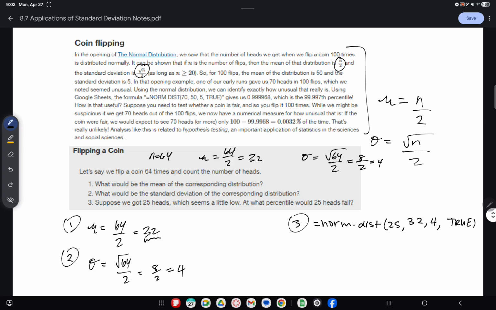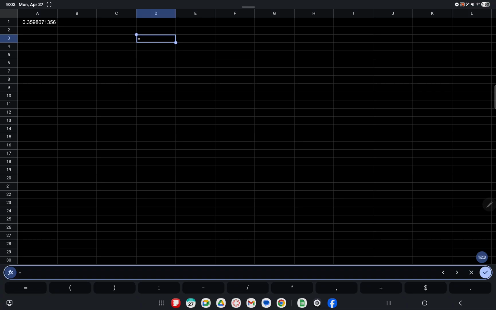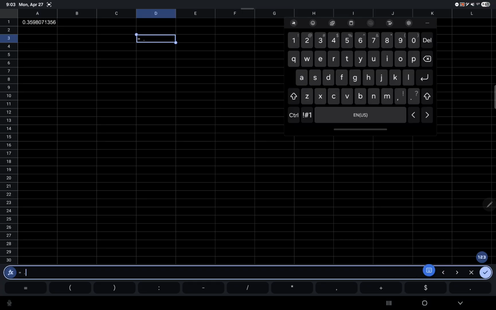So let's go into Sheets and get that percentile. I'm just going to go in a new cell here. Equals. And where's my, there we go. So where's my keyboard?